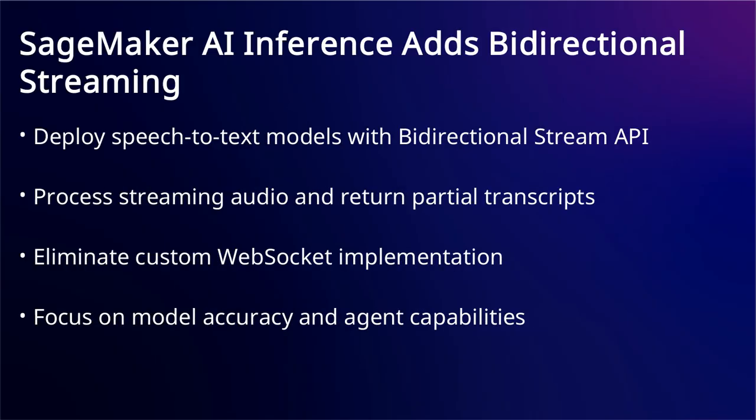Building AI voice agents requires real-time speech transcription to minimize response delays. However, data scientists and ML engineers lack managed infrastructure for bidirectional streaming, often spending weeks on custom implementations. Amazon SageMaker AI Inference now supports bidirectional streaming, allowing you to deploy speech-to-text models using the Bidirectional Stream API.